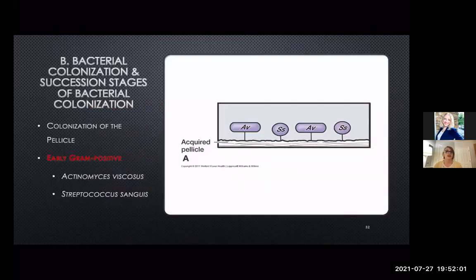So let's start at the beginning. Early colonizers. These are gram-positive, like Actinomyces viscosus and Streptococcus sanguis. So they form this layer around the acquired pellicle. Gram-positive bacteria always colonize first, specifically cocci. Gram-positive cocci colonize the pellicle, and that's where the rest of the coaggregation starts.